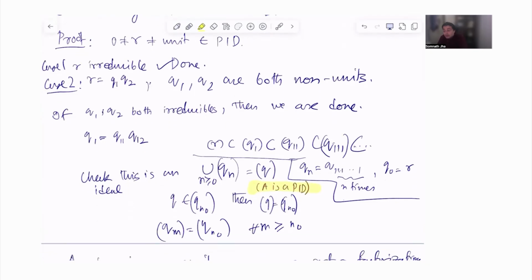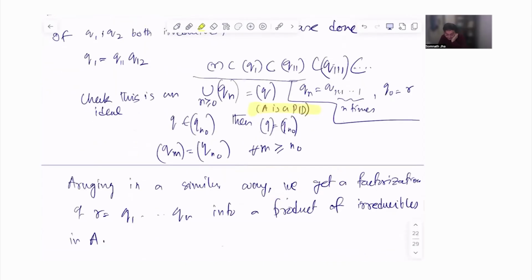And then this chain stops, and it is a principal ideal that is also used. So the chain stops, and that is one property, but crucially, the chain is generated by a single element. So then all these elements are associates, and the chain stops at the n0 level. So similarly, all these chains stop, and ultimately you get a product of irreducibles.